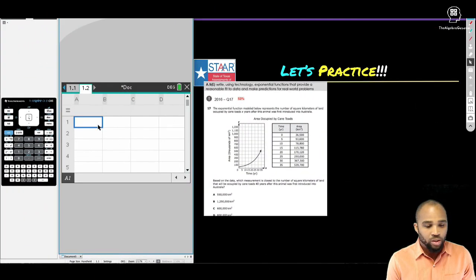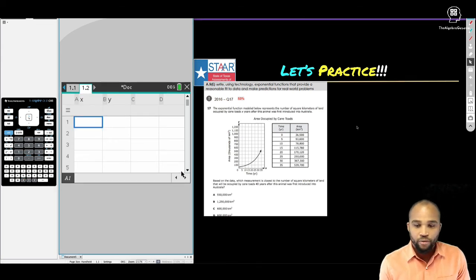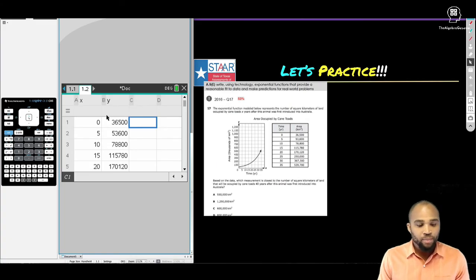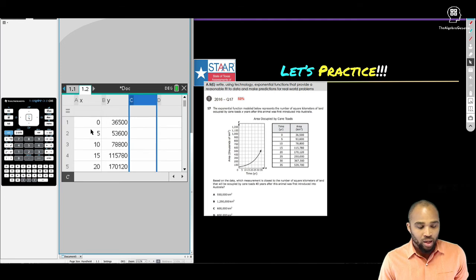So let's go to our table. We're going to put our X and Y in again. X here, Y here, and I'm just going to fill in everything as I've done before. All right, so now I've input all of my data, and I glance over to make sure it looks good, and it looks good to me.